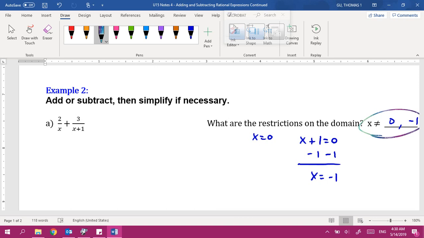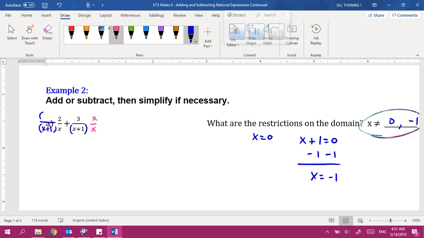Okay, so now we're actually going to add or subtract, but before we can add or subtract, they have to have the same denominator. So we need to find the least common denominator. So I'm going to make this into one term like this. And so what is the least common denominator going to be? I have to multiply these two terms together. So I will multiply this right fraction by x over x, and I'll multiply the left fraction by x plus 1 over x plus 1.